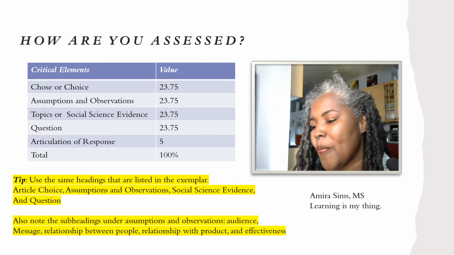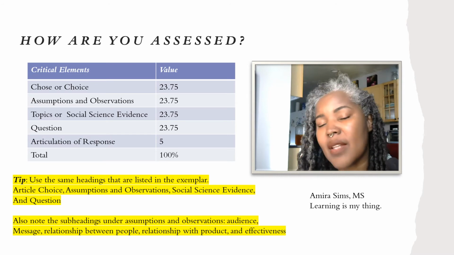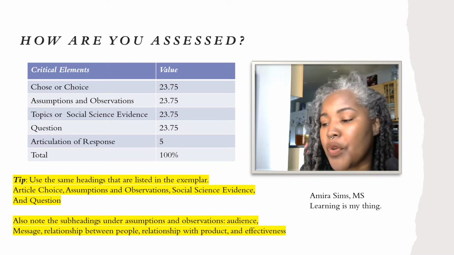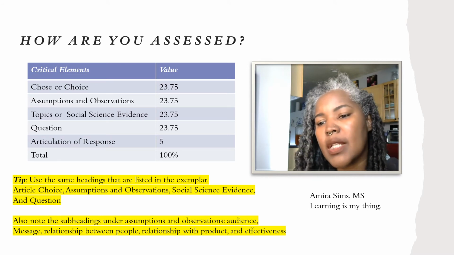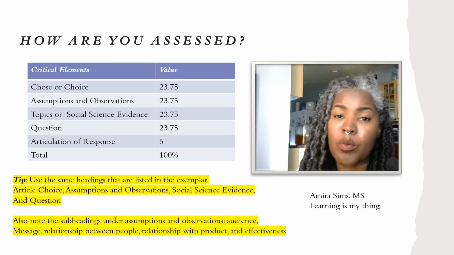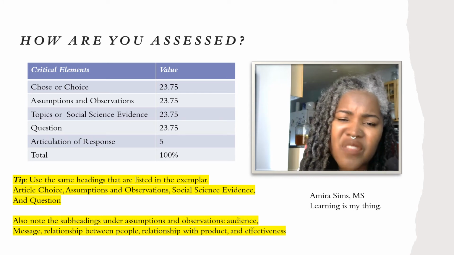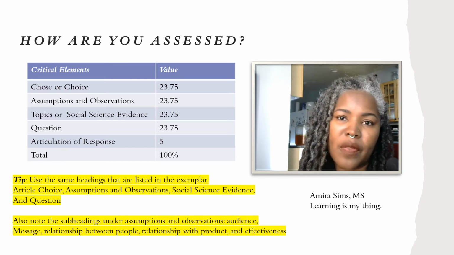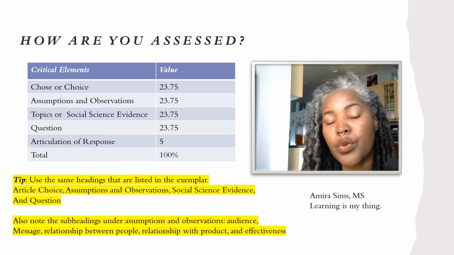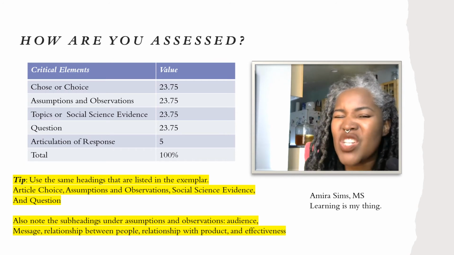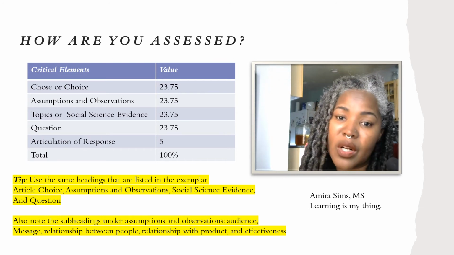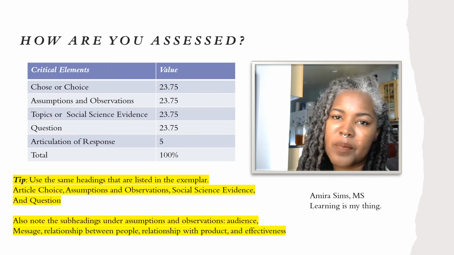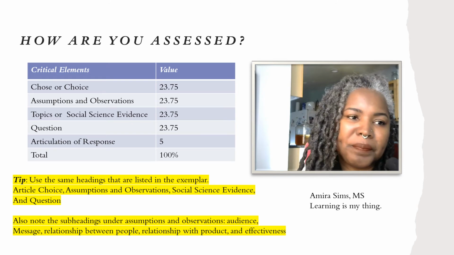All right, the last way that you're assessed, the last 5 points, comes from articulation of response. And this is just looking to see, did you have a lot of grammatical and mechanical errors? If it's a couple, it's not a big deal, but if it's just plagued with errors and it's hard to read, or it even detracts from your final product, so that is worth 5 points.